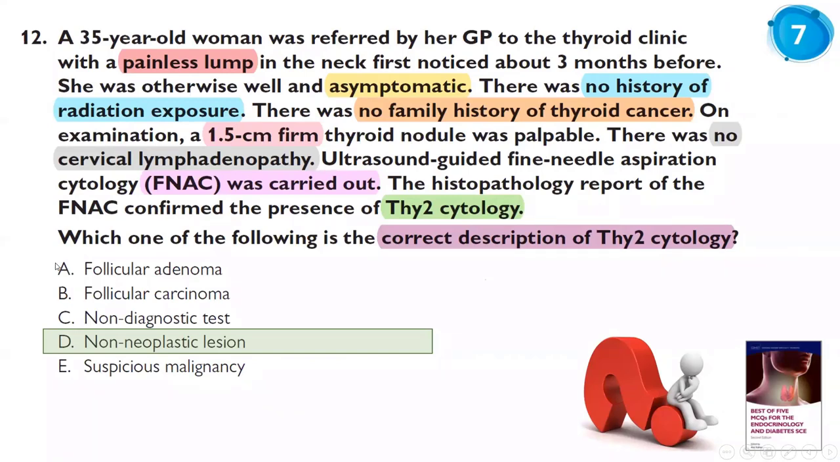But in the recently updated questions, for site 2, we can repeat fine needle aspiration biopsy if there is a suspicious feature by ultrasonographic pattern or a discrepancy between the sonographic pattern and the cytology. So read this question. This is a 35-year-old female presenting with a neck lump, noticed since 3 months. So this is a short duration, asymptomatic, no history of radiation exposure, no family history. So there is no alarming manifestation. Size of the nodule 1.5, no cervical lymphadenopathy, and the fine needle aspiration cytology.